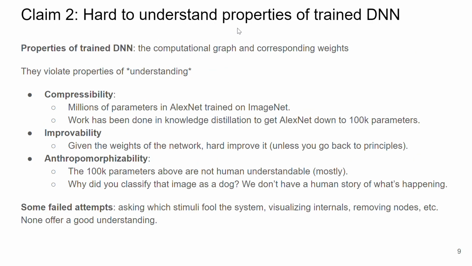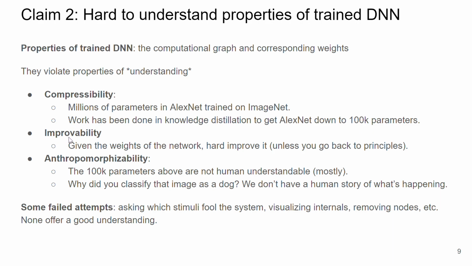However, they say it's hard to understand the properties of a trained deep neural network. When I say properties of a neural network, I mean the computational graph and the corresponding weights that you get after training the network. And they violate the properties of understanding that we had before. Let's run through each of the properties. Property number one was compressibility. If you're training AlexNet on ImageNet, you have millions of parameters, and that's certainly a very high number, and you can't call it compressible. Work has been done to distill the parameters down, and you get down to 100K, but it's still a very big number.